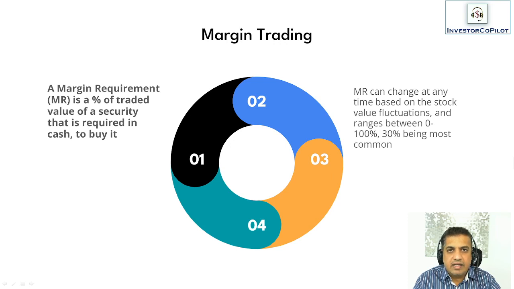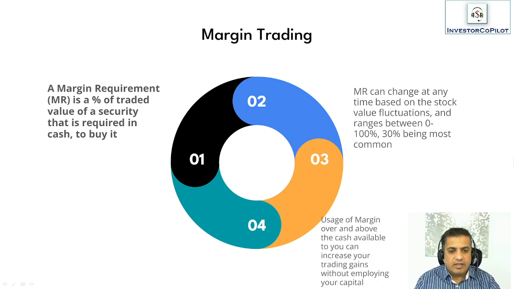If the MR is set at 30%, then I need to pay $30 in cash for this security, and the remaining $70 I can borrow from my brokerage or anywhere else. This is the basic definition of what is being said here. The MR obviously is not 30% for every stock or every ETF or every asset. It ranges between 0 to 100, so it varies a lot in the market, but 30% is most common in North American markets.